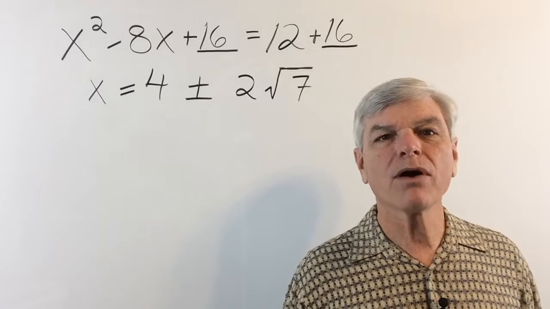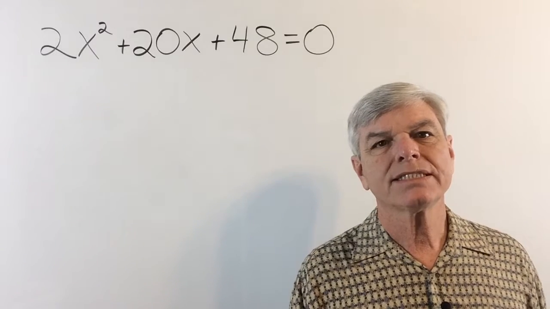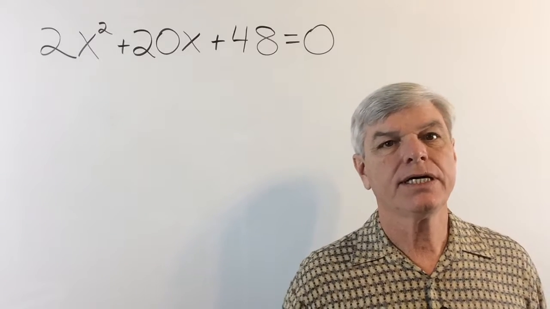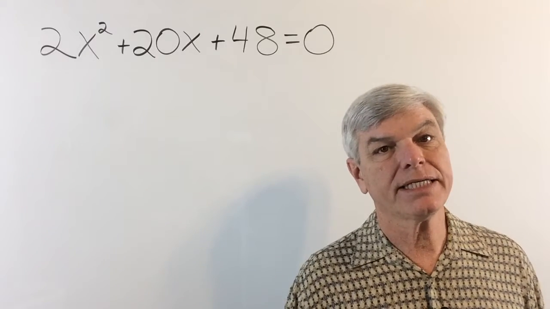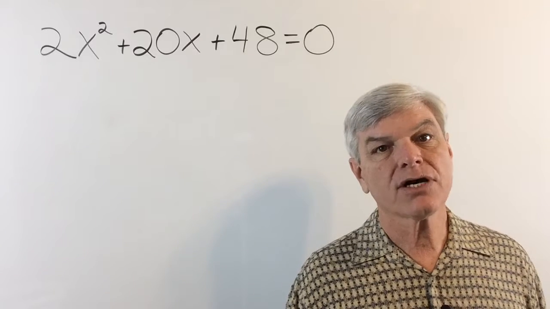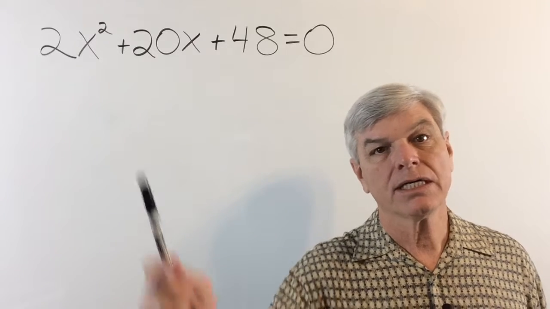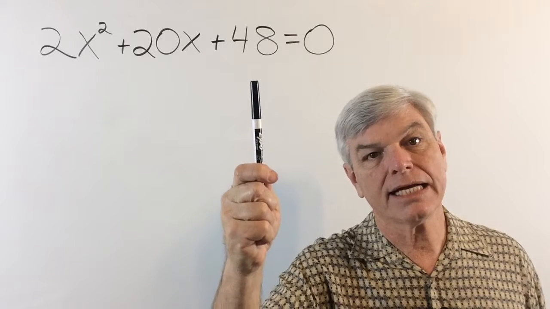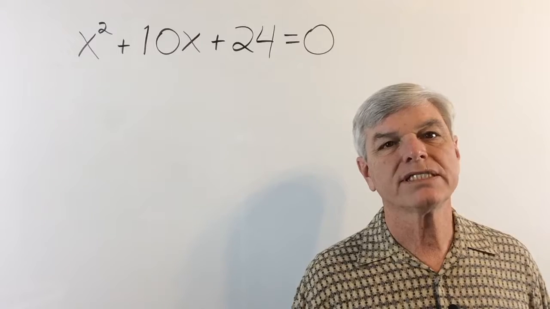But let's try one more of these that's a little bit more complicated. Well, this isn't too bad. It's certainly not as bad as it looks. I know that to complete the square, x squared needs to be 1. That is, it needs a coefficient of 1. So how are we going to solve this? We are going to divide everything by 2. And that's going to be x squared. That's going to be 10x. And that is going to be 24. Okay, that's much more reasonable.